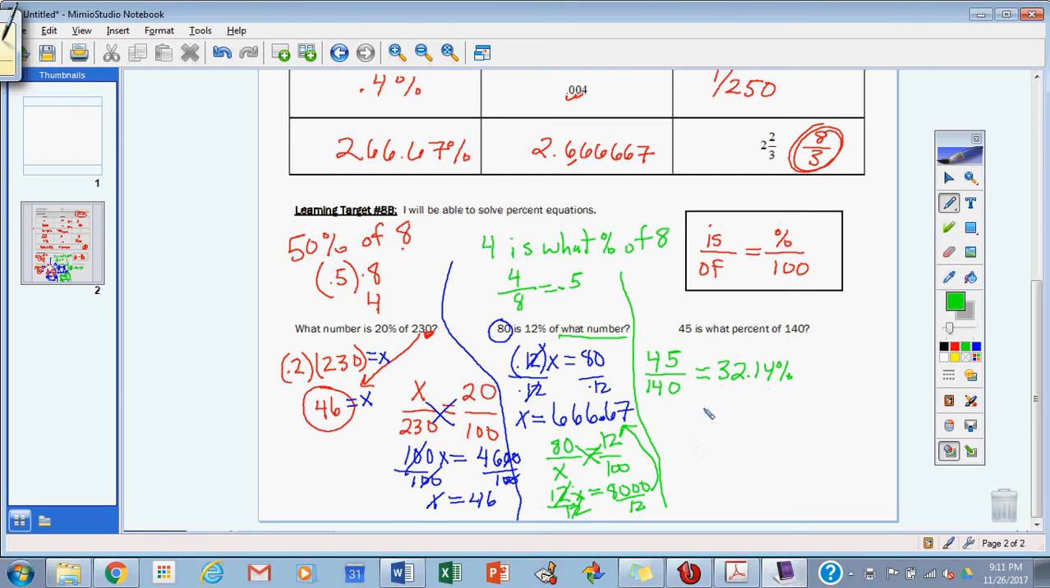But you could do it like this. 45 is what percent of 140, and then you would just put the x up here over 100, and when you cross multiply, you're going to end up getting 140x equals 4,500. Divide by 140, divide by 140, and guess what? You'll get 32.14. So we're going to work on these percentages and get you more confident this chapter.